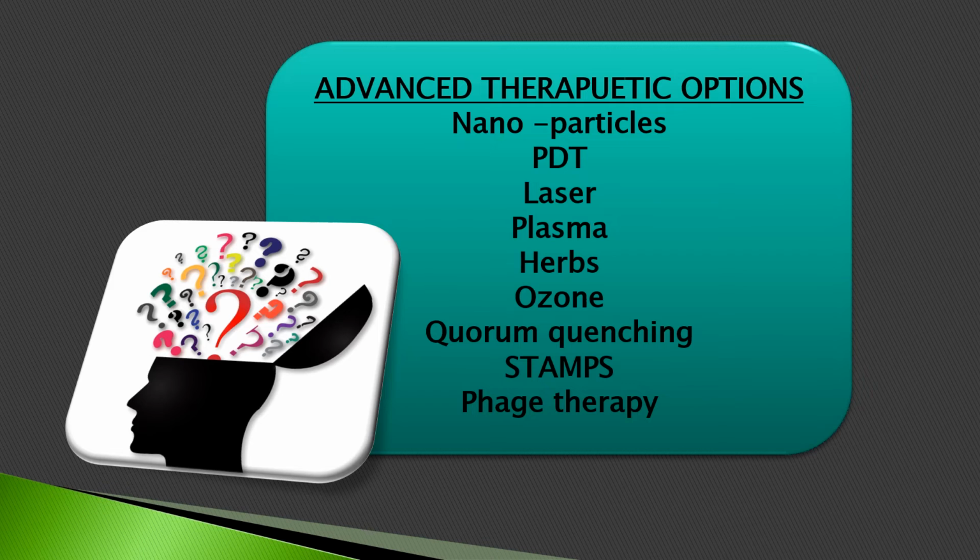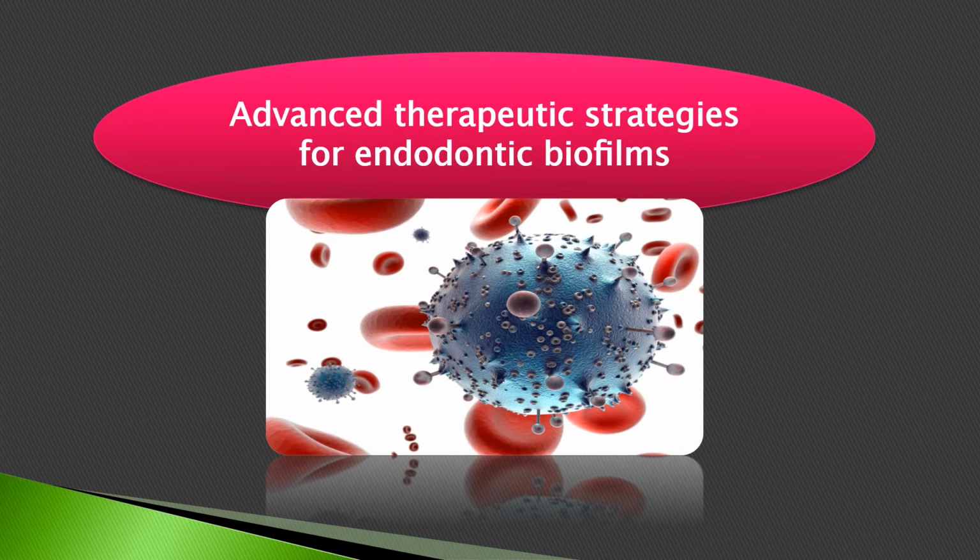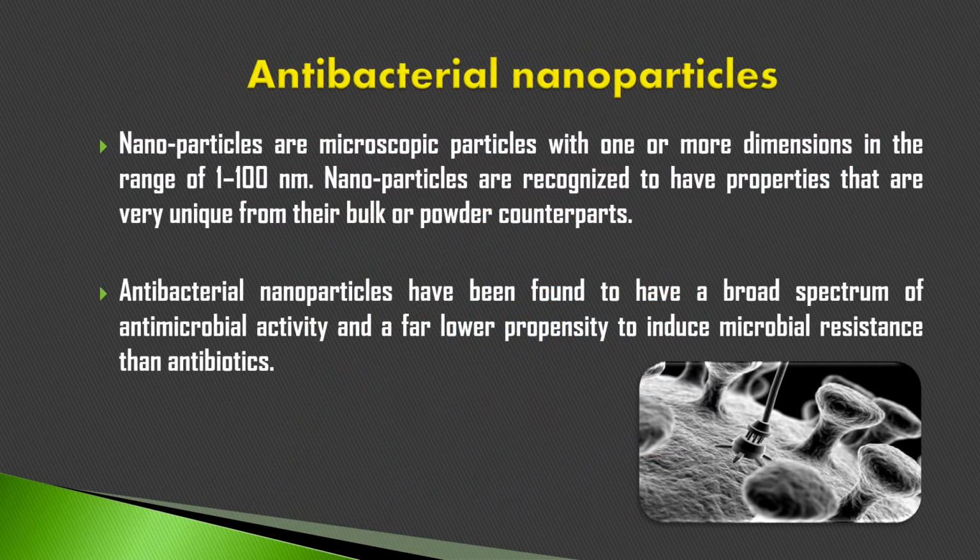We have various advanced therapeutic options for endodontic biofilm. We have nanoparticles, which are used for eradicating the biofilm, and we have photodynamic therapy, laser treatment, plasma therapy, and use of herbal agents and ozone, and quorum quenching to stop the quorum sensing that is occurring in biofilm, and we have phage therapy, of which today we are going to see about nanoparticles.